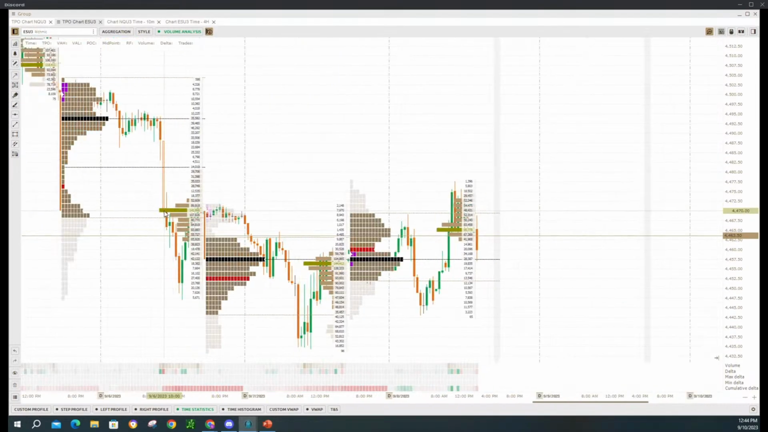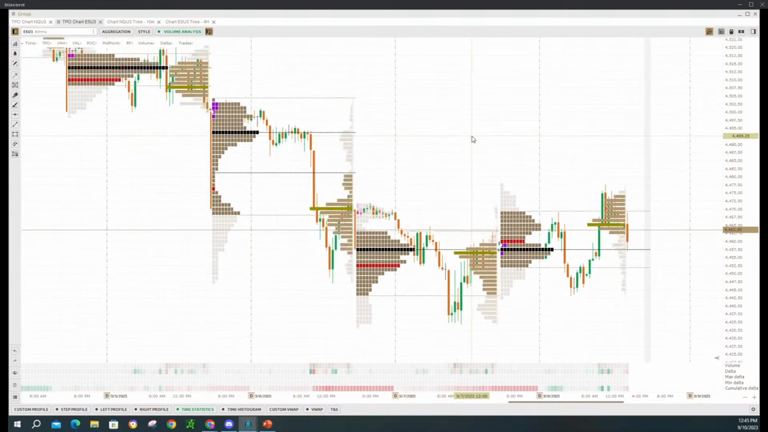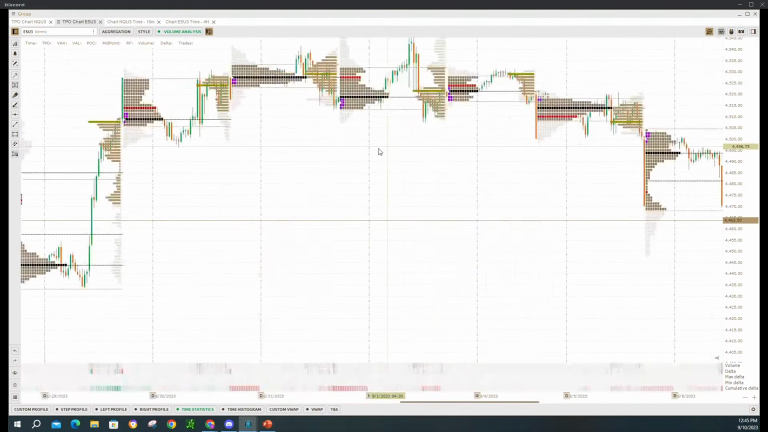And now from this point, we're unable to reclaim that value area low, which is also the POC of this day, which was 9/6. I don't know what day that was. Thursday, maybe. So now you can start formulating your data, right?